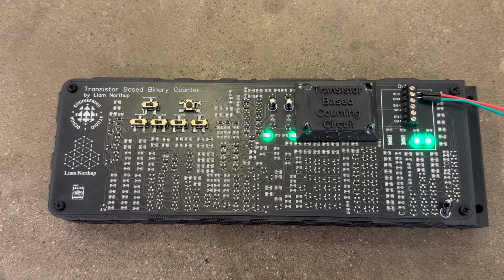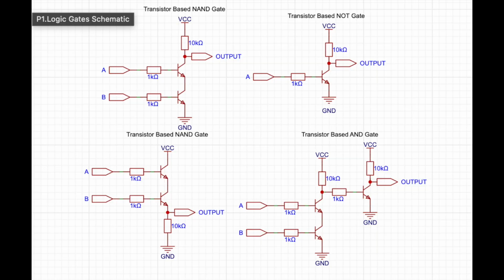Here is the full transistor-based binary counter. This circuit counts using sequential T-latches, where each latch stores one binary bit. As the clock signal oscillates, each stage changes its state in sequence, allowing the circuit to count in binary from 0 to 9. This circuit is built from transistor logic gates. The gates I used were NAND, NOT, and AND gates.